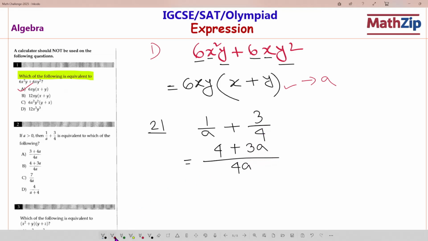So which one is similar? 3a + 4a, it's not. (4 + 3a)/4a, so number B is our right answer.